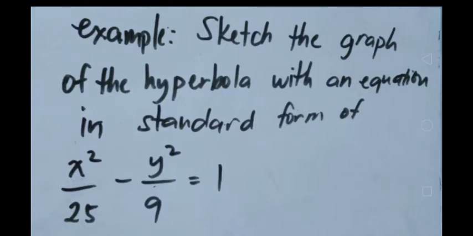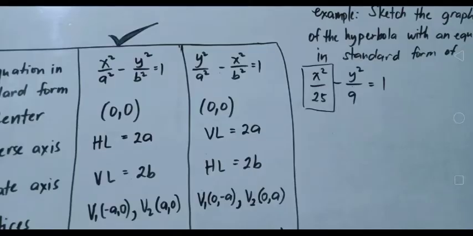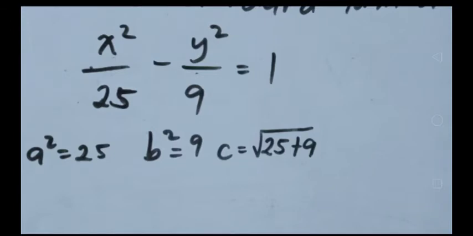So, to further understand, let us have an example. Sketch the graph of the hyperbola with an equation in standard form of x squared over 25 minus y squared over 9 is equal to 1. Since that is our equation given, we notice that it is in the form x squared over a squared minus y squared over b squared is equal to 1. So we will check that column and that is the guide we will follow. But first, let us find a, b, and c.